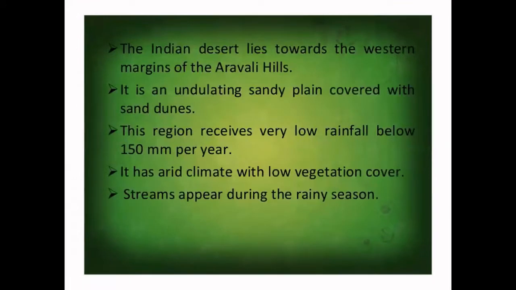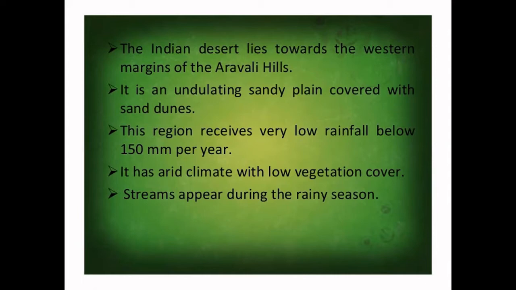It lies towards the western margins of the Aravalli Hills. It is an undulating sandy plain covered with sand dunes. This region receives very low rainfall, below 150 millimeters a year. It has arid climate with low vegetation cover, and streams appear only during the rainy season.